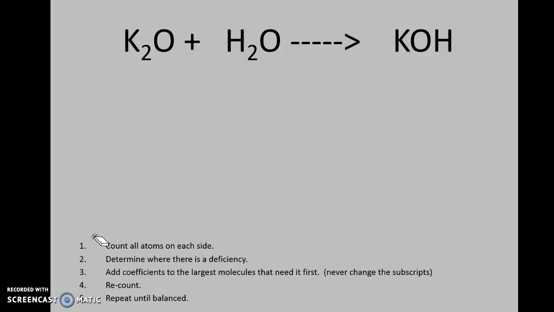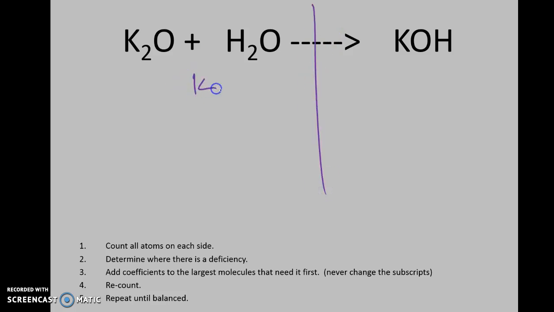Hello everyone. I'm going to be doing a video on how to balance chemical equations. The assumption is that you can already tell if a chemical equation is balanced or not, so we're going to work on actually balancing them out, proving that they do uphold the law of conservation of matter. Step one is to count all the atoms on each side, so let's go ahead and do that.